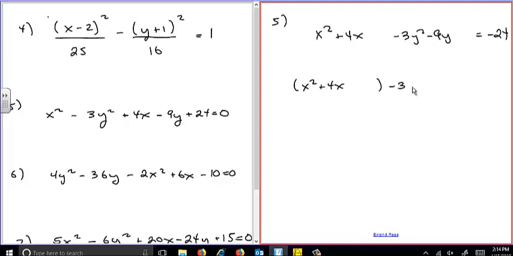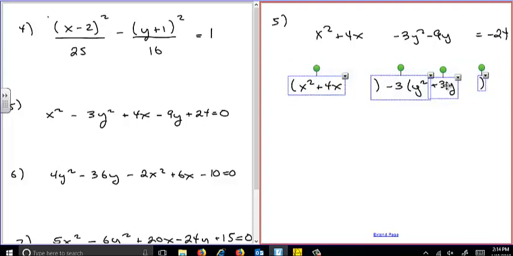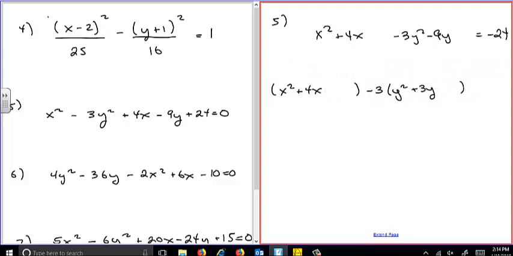Here we factor out a negative 3. So negative 3 divided by negative 3 is 1, and negative 9 divided by negative 3 is positive 3. So we get positive 3y. Yeah, it's going to be a little more challenging because I have an odd number, but that's okay. And that's equal to negative 24.